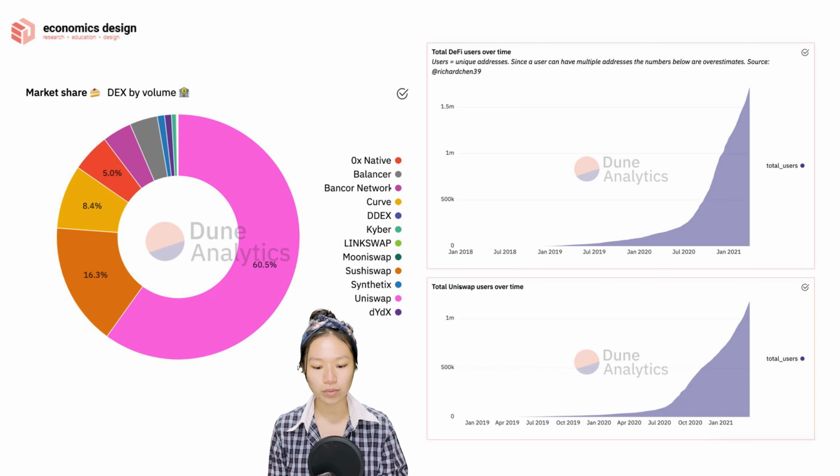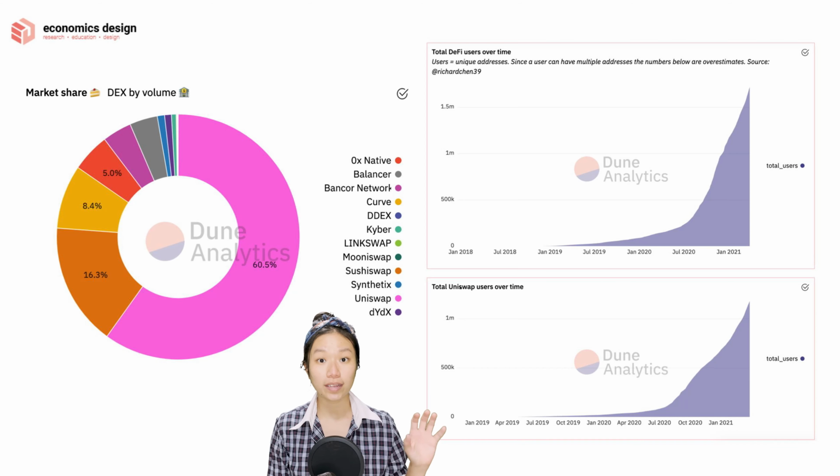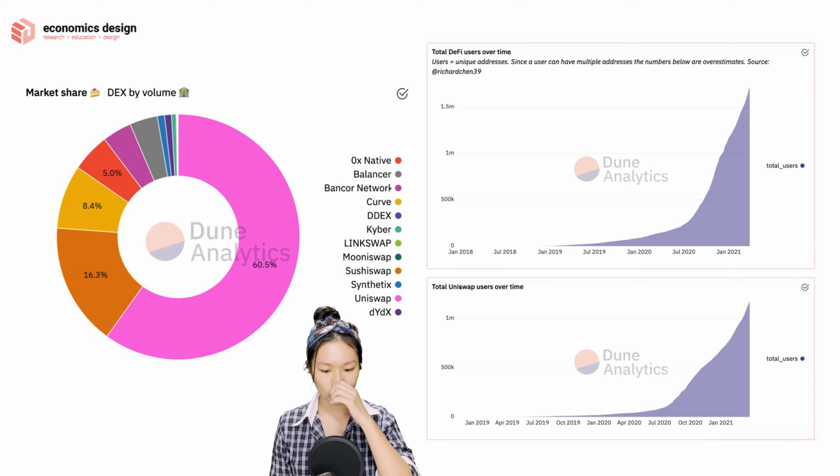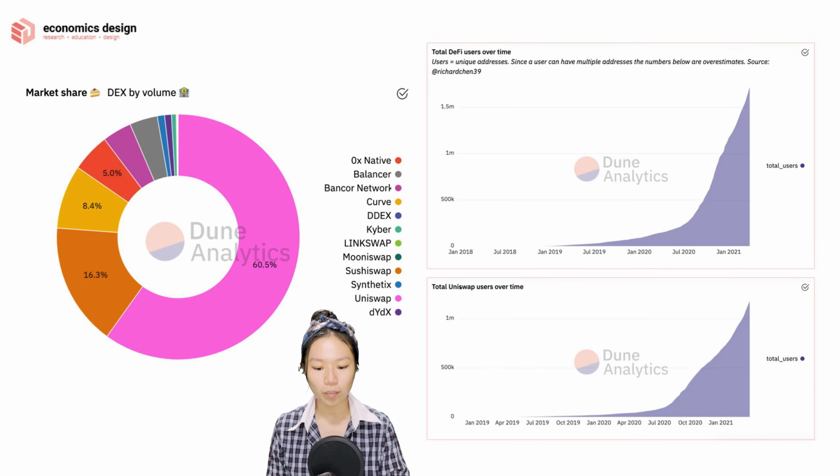You can see that Uniswap still takes the majority of decentralized exchanges by volume. This is by Dune Analytics, in which more than 60% of exchanges is done on Uniswap. And then we have the second runner-up, SushiSwap, and then Curve, and then 0x Native.